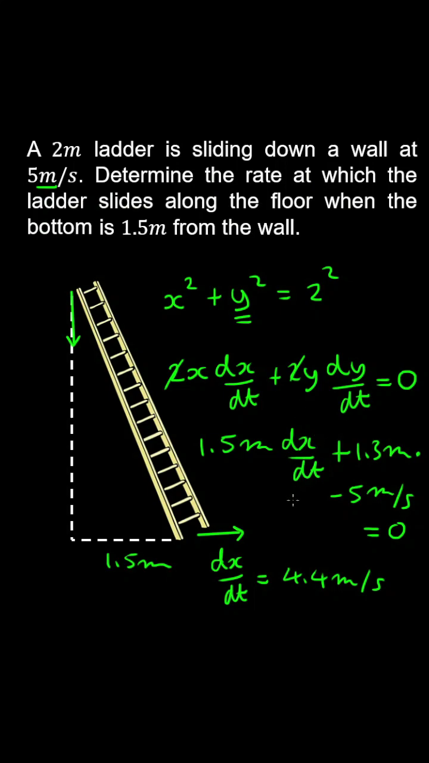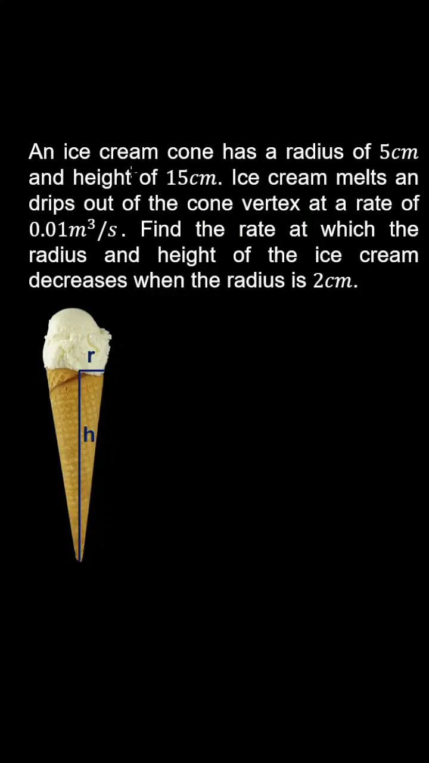And check your units. An ice cream cone has a radius of 5 centimeters and height of 15 centimeters. And ice cream melts and drips out of the cone vertex at a rate of 0.01 meters cubed per second. So we know the volume of a cone is 1/3 pi r squared h, and we know the ratio of the height to the radius of a cone is constant. So in this case it's 15 centimeters on 5 centimeters, which is 3.